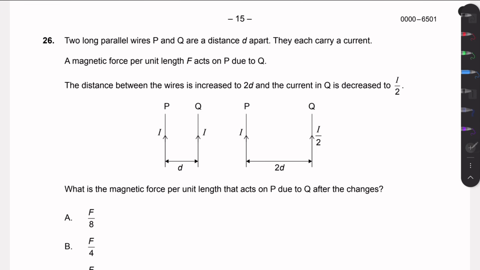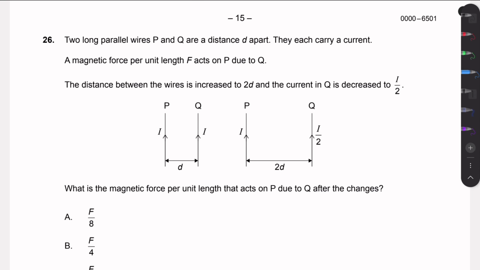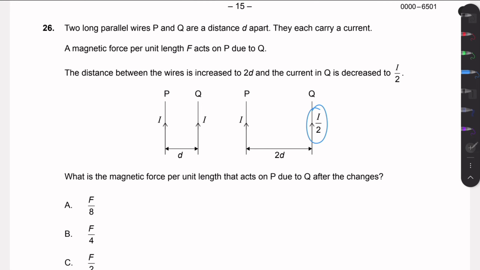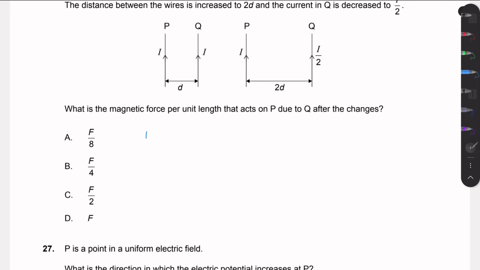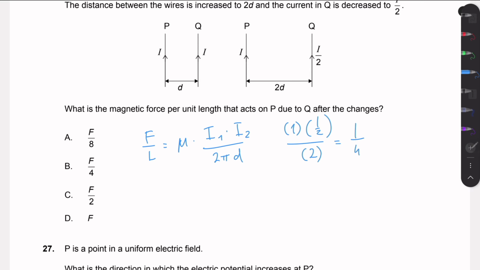Then question 26, we have two parallel wires. They have a force of F in the first case, and then we double the distance and we halve one of the currents. And we need to see what the new force per unit length is. Well, force per unit length is just this constant times I1 times I2 over 2 pi the distance. So if we see the new currents on the top, the first current is the same, the second current is halved, and the distance is doubled. So what we see is that this will overall be 1/4. So the force will be a fourth.